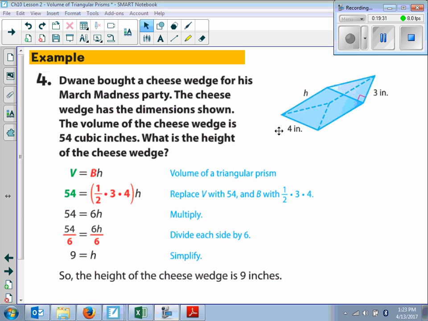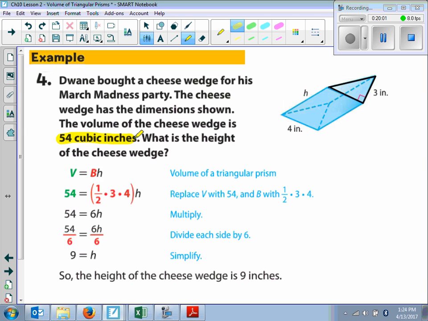All right. Dwayne bought a cheese wedge for his March Madness party. The cheese wedge has dimensions shown. The volume of the cheese wedge is 54 cubic inches. We want to know what is the height of the cheese wedge. So let's look at where our triangle is again. So now we're going to substitute in. We know the volume. It tells us right here, the volume is 54 cubic inches. So there's the 54. Then we have 1/2 times the base and the height.